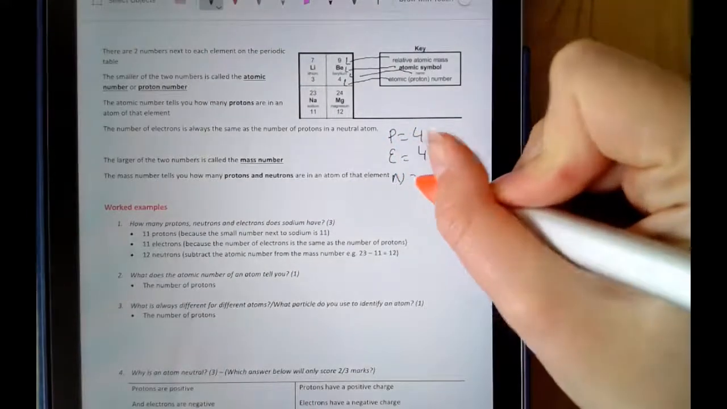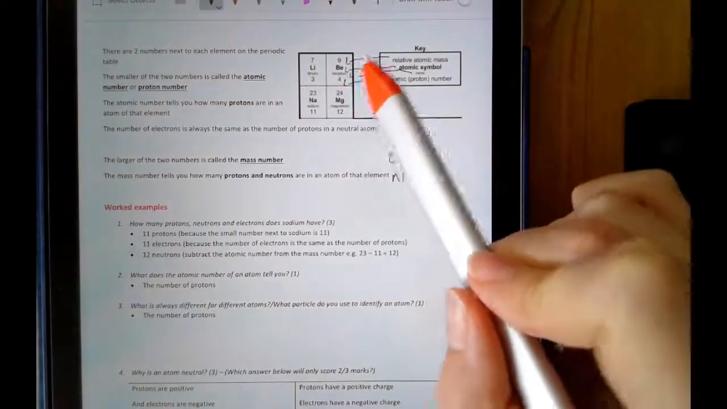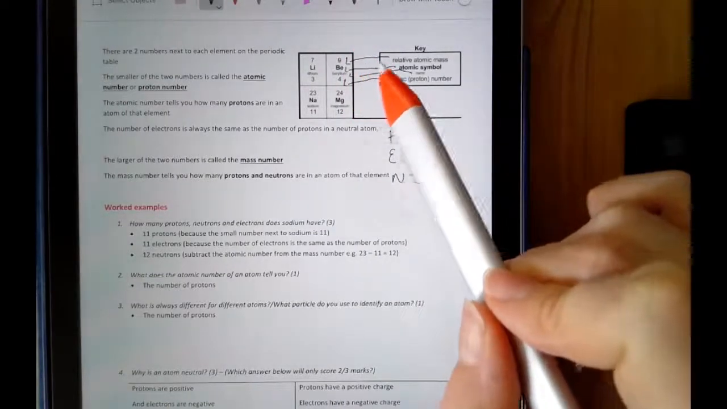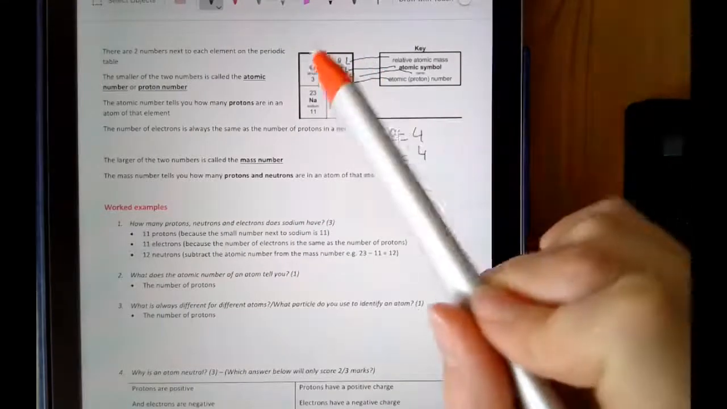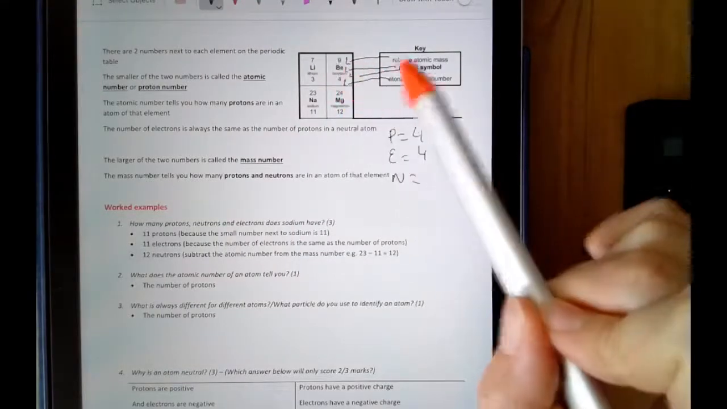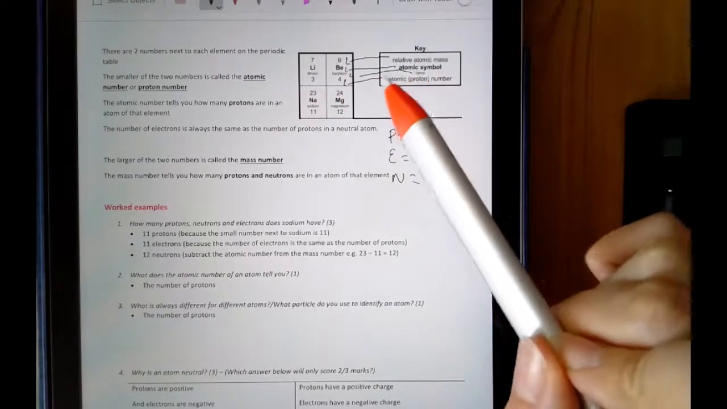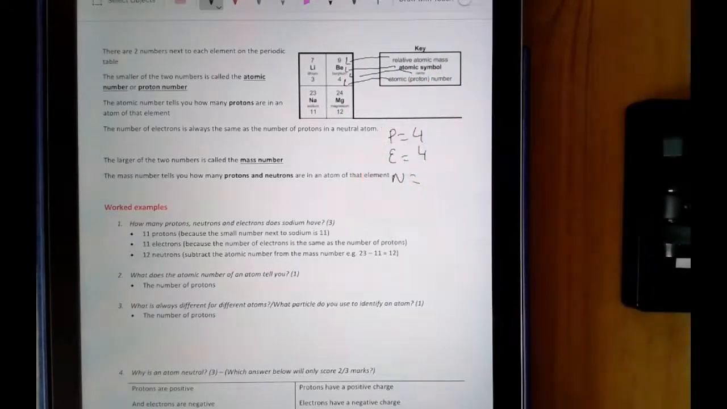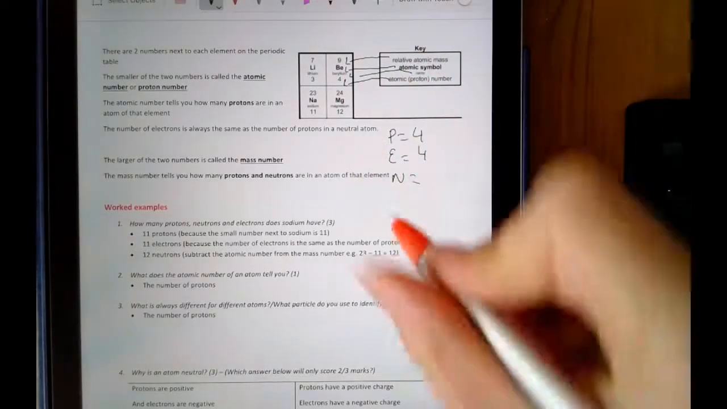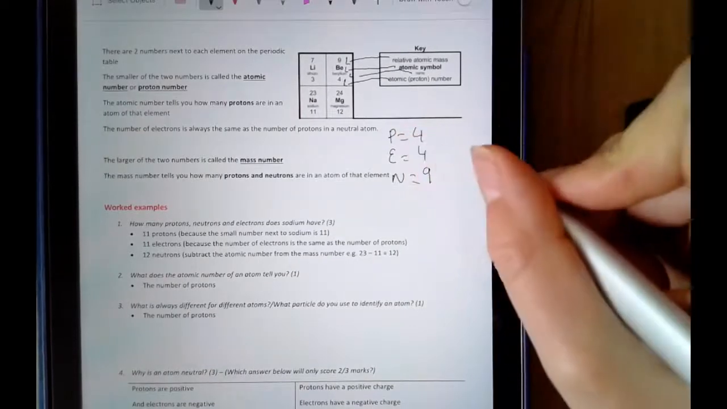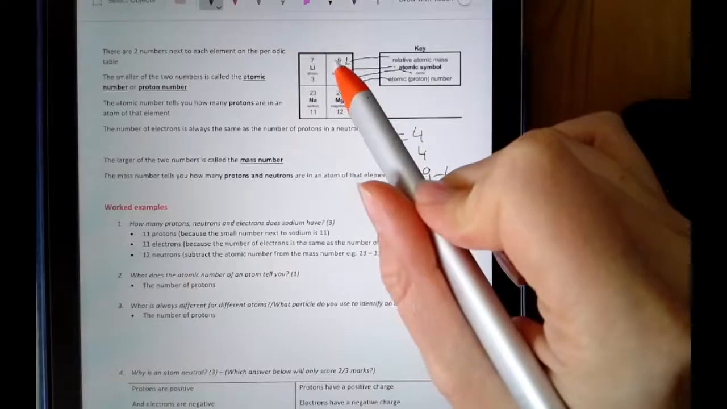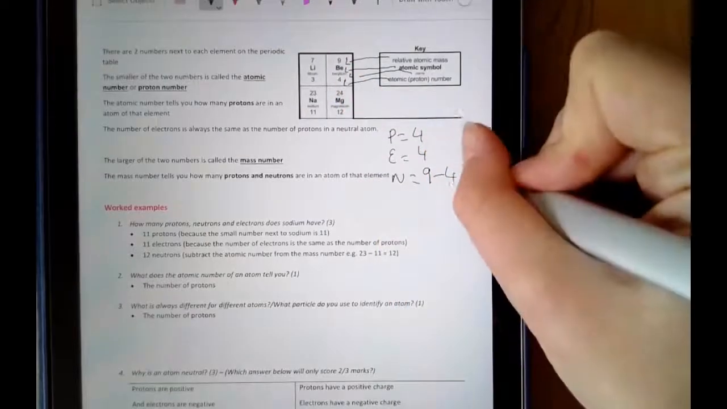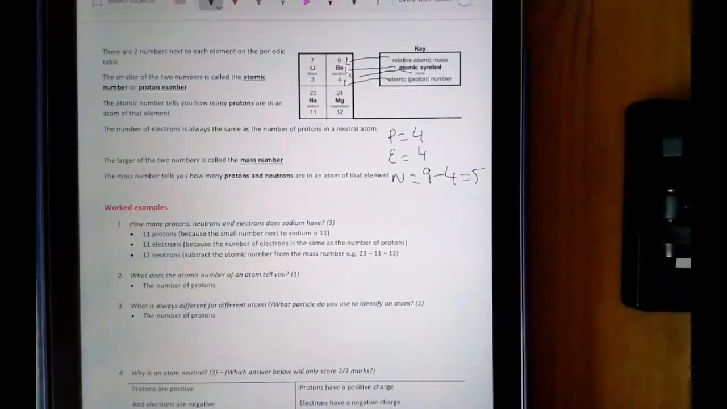To work out the number of neutrons, you're going to use the mass number. Remember, protons and neutrons are the two particles that have mass. So this larger of the two numbers here, the atomic mass, is the protons and neutrons added together. If we know that you have got 4 protons, then if we do 9, which is the total mass, minus 4, we can work out how many neutrons you've got.